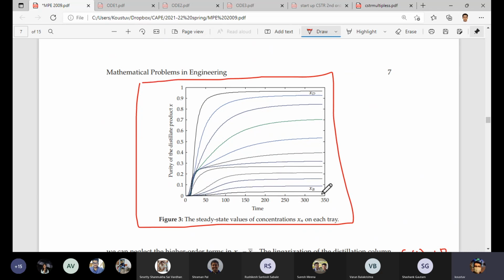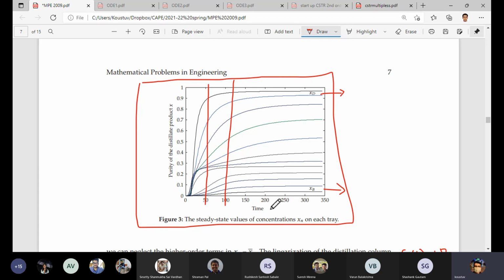That across all the trays, xb is basically the desired bottom composition and xd is the desired top or overhead composition, and this is how they change with respect to time. More or less, across all the trays it reaches the steady state, and this part is basically the transient part, or at least up to this part you can call it.